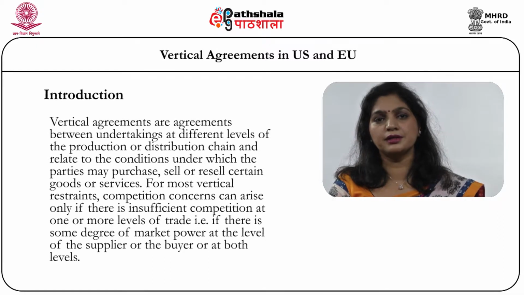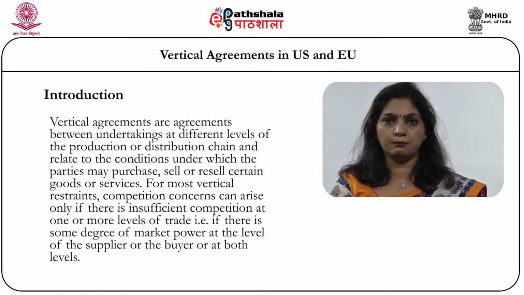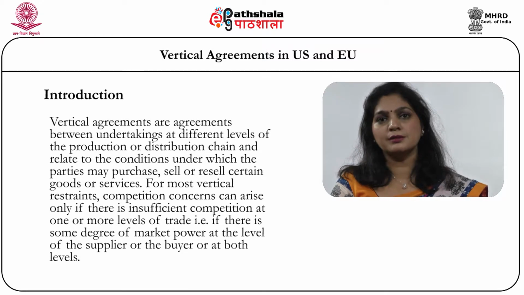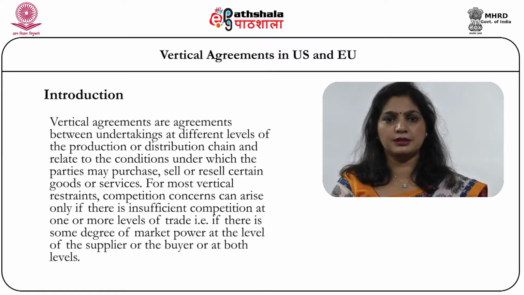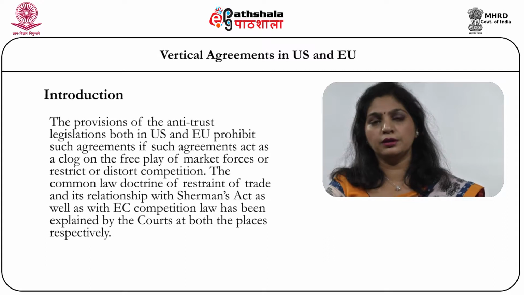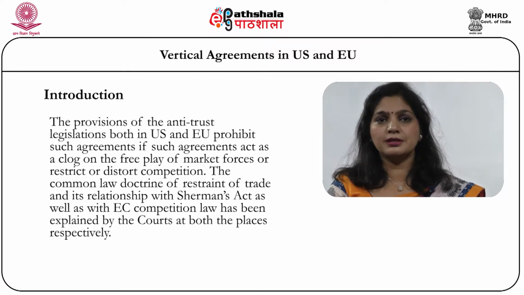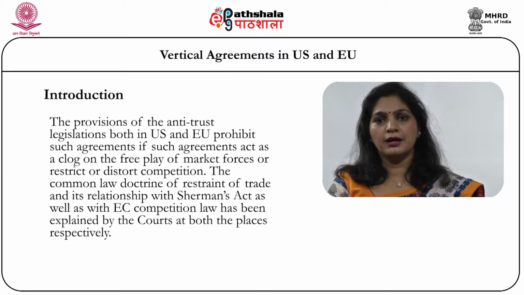For most vertical restraints, competition concerns can arise only if there is insufficient competition at one or more levels of trade, that is, if there is some degree of market power at the levels of the supplier or the buyer or at both of these levels. The provisions of the antitrust legislations both in US and EU prohibit such agreements if such agreements act as a clog on the free play of market forces or restrict or distort competition.